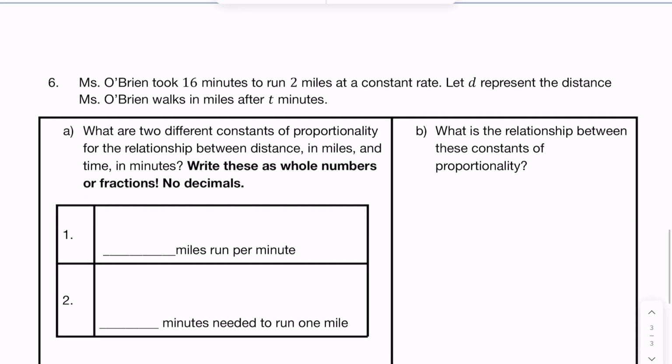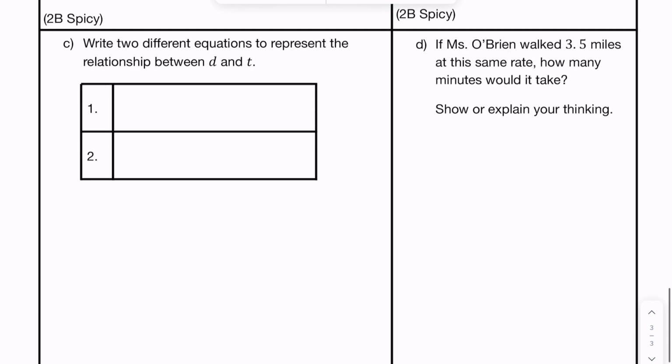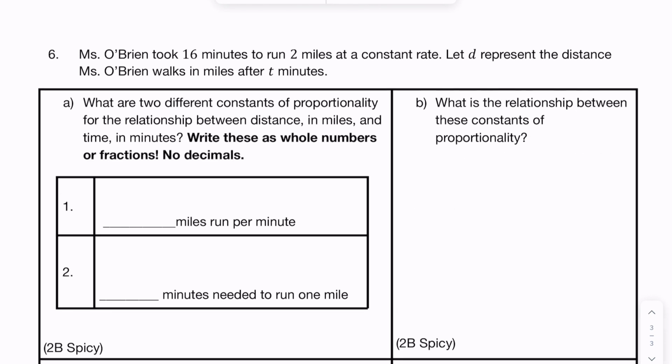All right, last question. This one is going to be most complicated. It has the spicy level problems mainly, but it's very doable. So good for you for being here and watching.